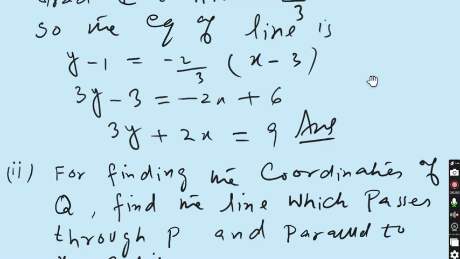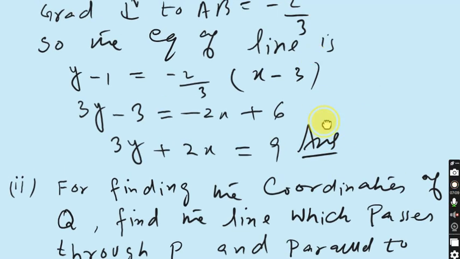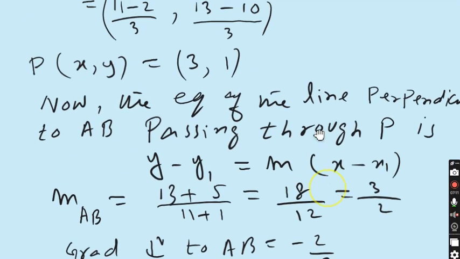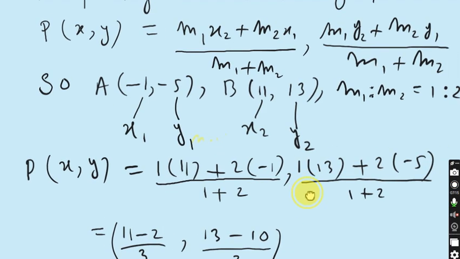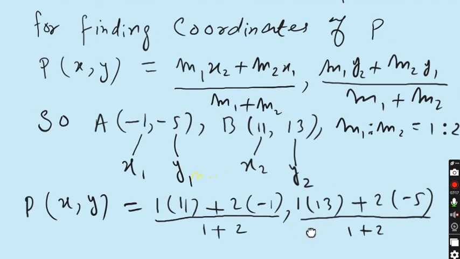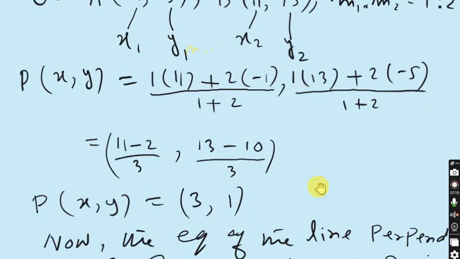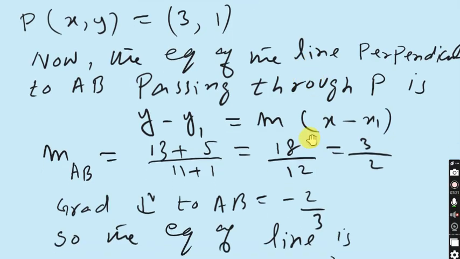So 3 multiplied by y minus 1: 3 ones are 3y, 3 ones are 3, is equal to minus 2 into x minus 2x, minus minus 2 3s is 6. 3y plus 2x is equal to 9. This is the solution of part number 1. Hope you understand. The main point in this question is to find the coordinates of P, so I used the internal division formula, which is very helpful for you.